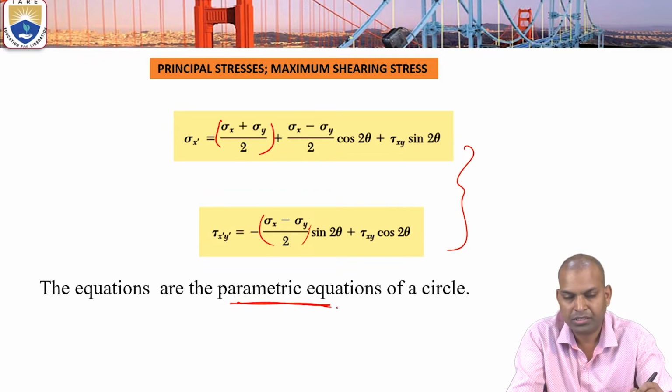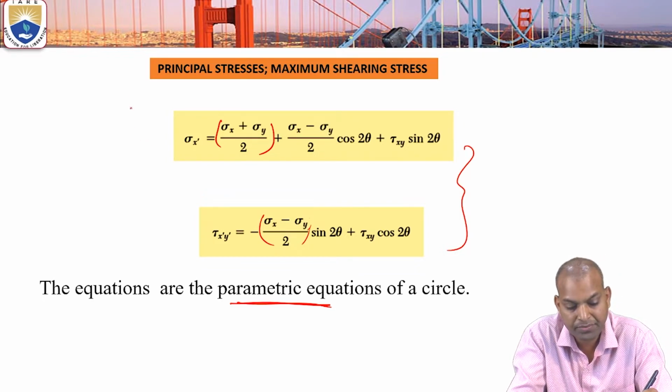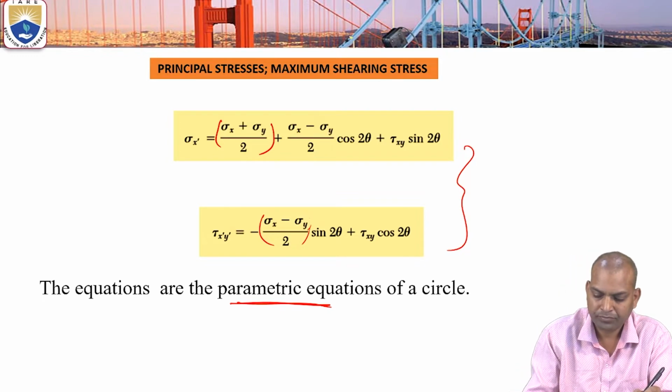These are the equations. Okay, from these two equations we can derive other equations, like the sigma y dash that we have just now derived. So these are the important equations. From these equations we can derive the maximum principal stress and minimum principal stress, and also the angle turned, that is the angle of the principal plane.